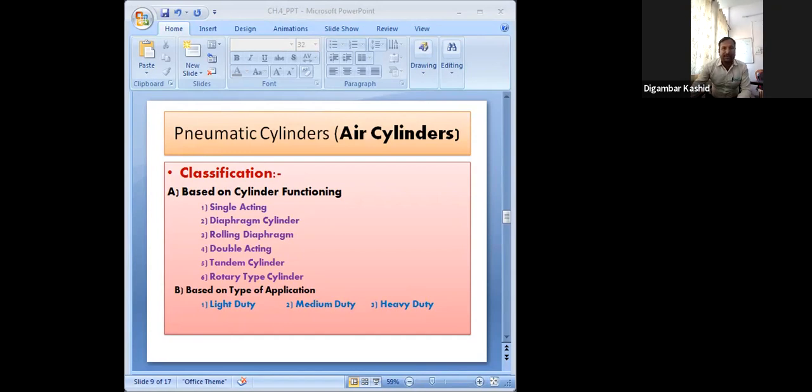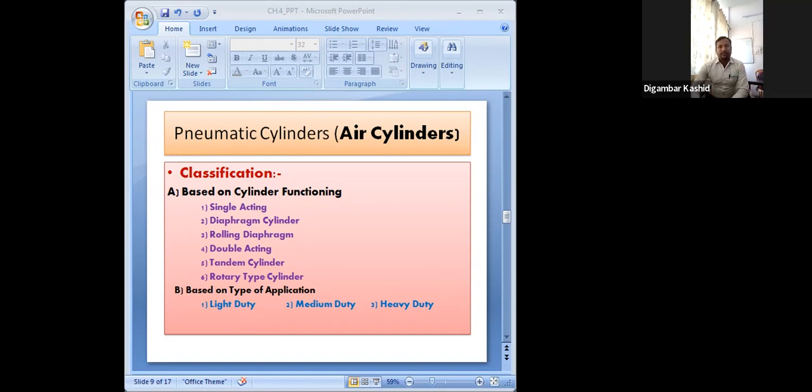And based on the application for which we use the air cylinder, I have explained: light weight, medium duty, heavy duty. Getting it? Please remember that in the hydraulic actuator also, we have discussed single acting, double acting, rotary type, non-rotary type cylinder.